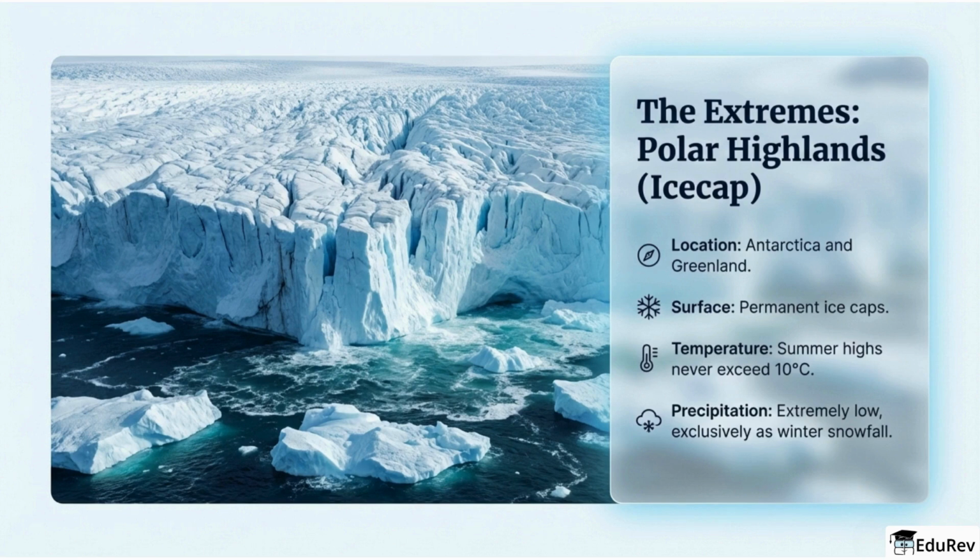Finally, the climatic extreme, the polar highlands or ice cap climate. Its core locations are Antarctica and Greenland. Here, the surface is covered by permanent ice caps. Temperature remains so low that even the summer highs do not exceed 10 degrees Celsius. Precipitation is also extremely low, and whatever little occurs is almost entirely in the form of winter snowfall.